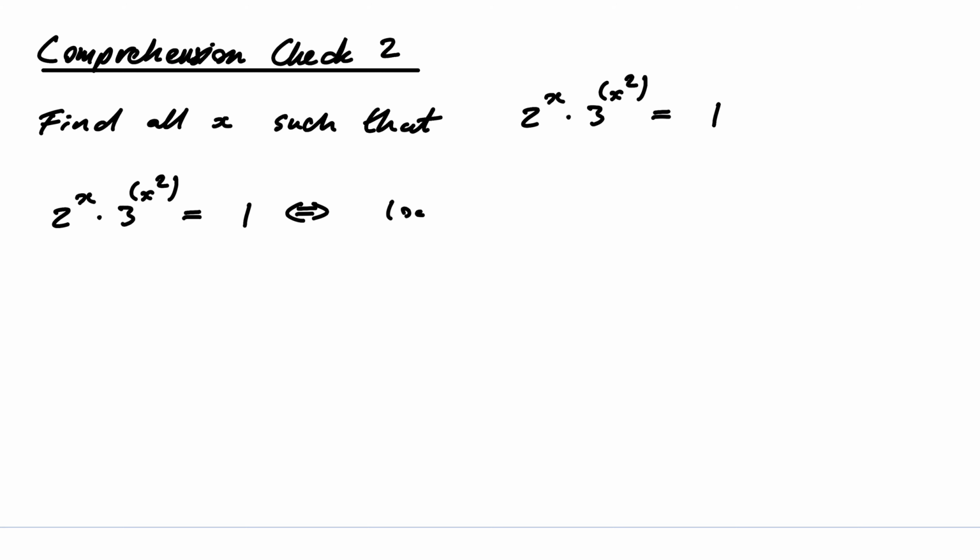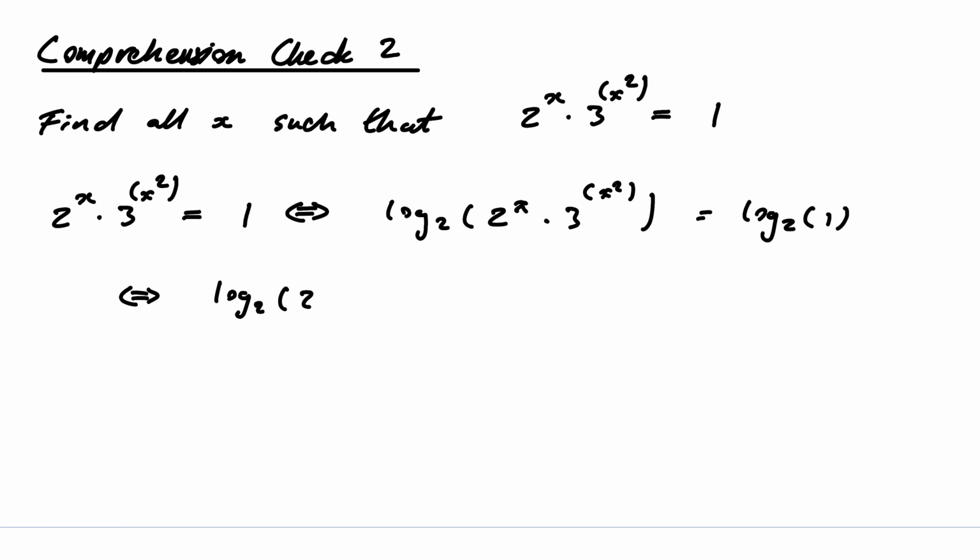So this is if and only if log to the base 2 of 2 to the x times 3 to the x squared is equal to log to the base 2 of 1. Okay, so now let's do our laws of logarithms. This is if and only if, it's going to break apart as a sum, so this will be log to the base 2 of 2 to the x plus log to the base 2 of 3. So let's be incredibly careful here, all to the power x squared. Log to the base 2 of 1 is 0, remember, because 1 is equal to 2 to the 0.